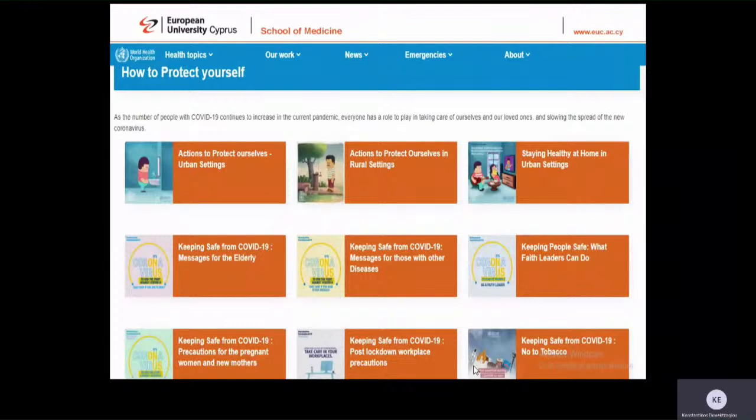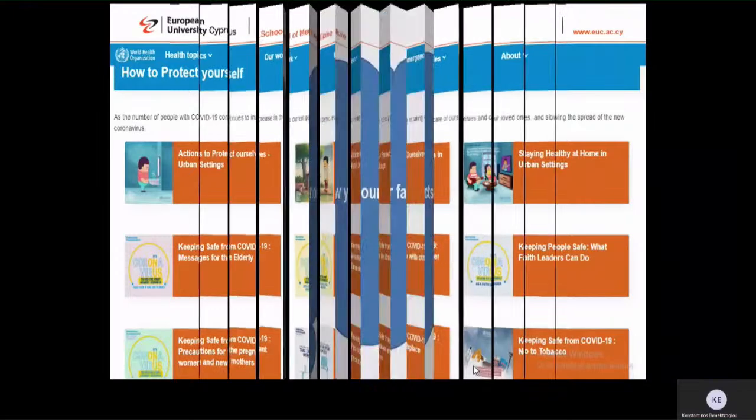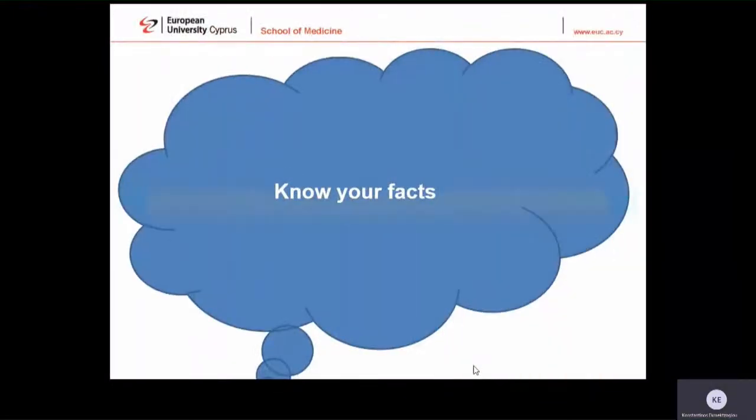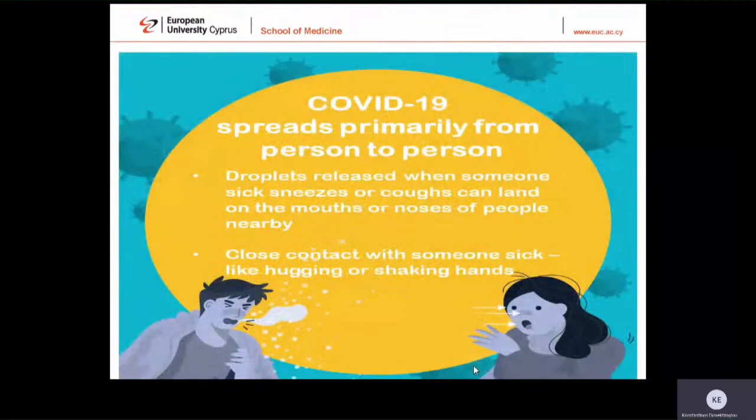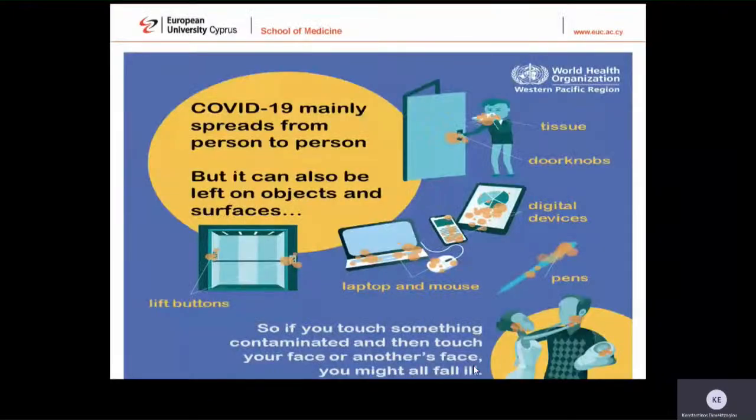So let me share my screen. I chose the WHO, the World Health Organization, as my reference point because it's an easy access internet point where you have lots of information about protective measures and social distancing. So I advise you, whenever you have time, open the WHO webpage and see all the necessary drawings, illustrations, and guidelines.